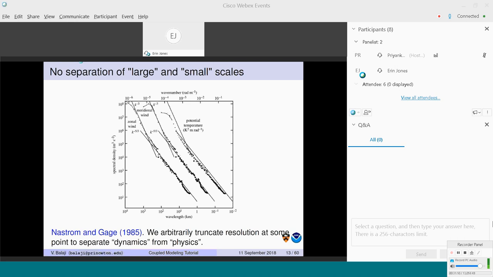Then the final point I want to get to before we get into how the software systems are built is that there's no actual separation between small scales and large scales in the physical sense. So this is a 30-year-old paper which is measuring the spectrum of kinetic energy in the atmosphere. If you look at the very large scale, the fluid flow around the atmosphere, if you go far enough away, you can forget about the depth. The very large scale flow, you can think of it as a 2D fluid. 2D geophysical turbulence, 2D fluid turbulence on a sphere.